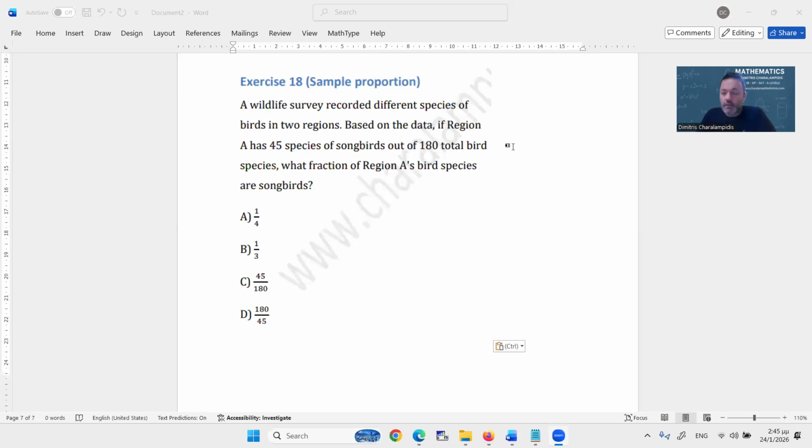Exercise 18. Yet another exercise taken from my 7th practice set of exercises focused on SAT. This time we are talking about sample proportion.